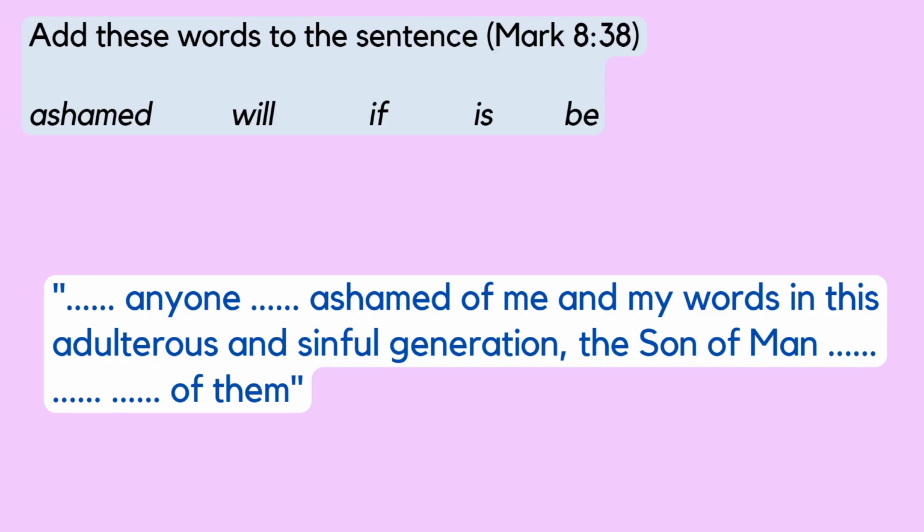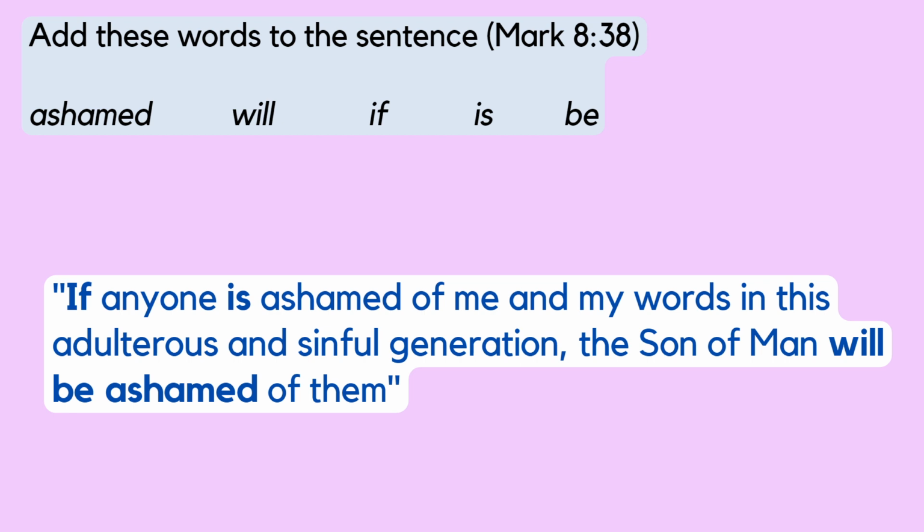Let's practice using the first conditional now. In this passage, add these words to the sentence. They go in different places. Pause the video if you need more time. Here are the answers. If anyone is ashamed of me and my words in this adulterous and sinful generation, the Son of Man will be ashamed of them.